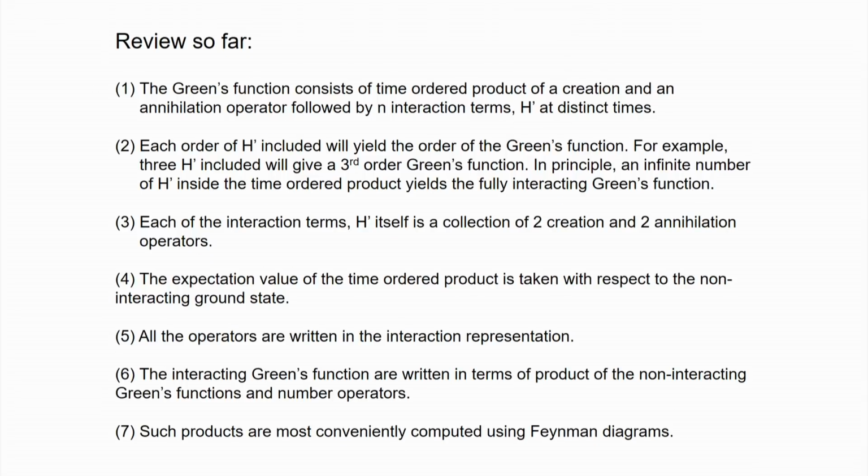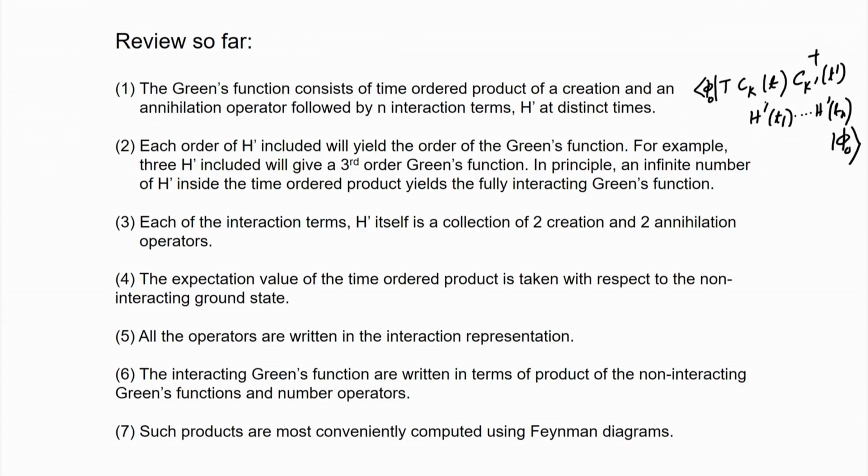So, this was just to say that it is of the form of a phi 0 and a T, and then a c k t and a c k prime t prime dagger, and then there are h primes, or h interaction terms, at t 1 and all the way up to h prime t n, and the expectation value of the time ordered product is taken.